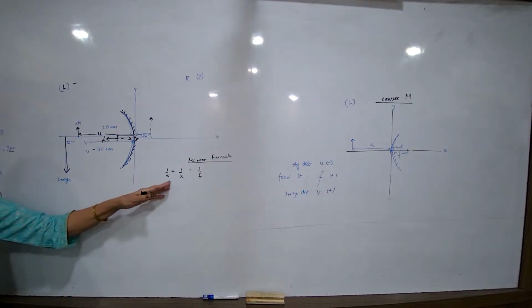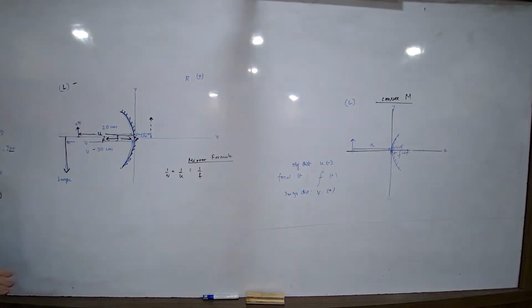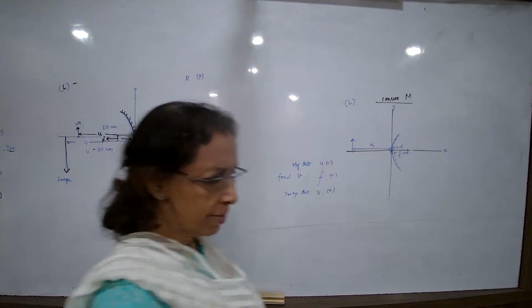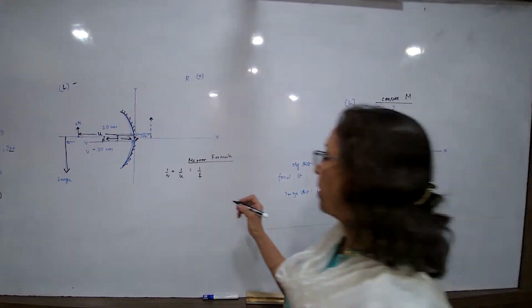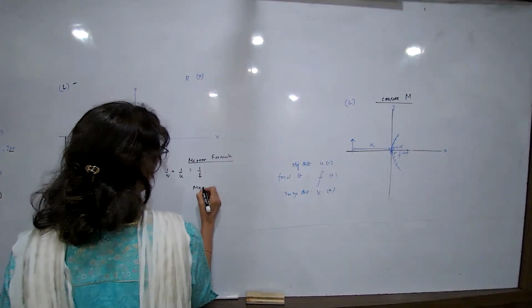Now how did we come across this formula? This is actually a geometric derivation, but we don't have the derivation. All that we need to know is what is meant by the mirror formula. Is that okay? Written it down? Okay. Let's look at what is meant by magnification.